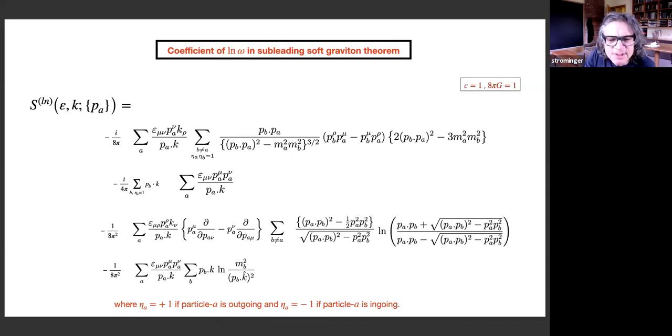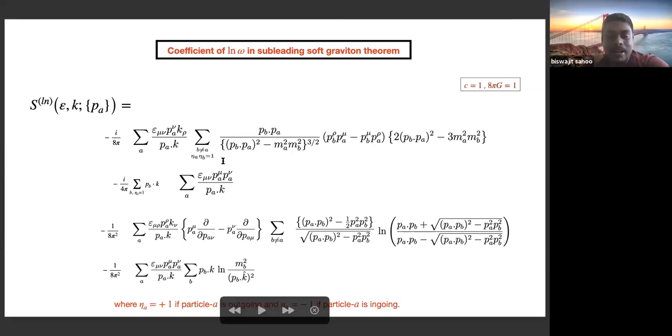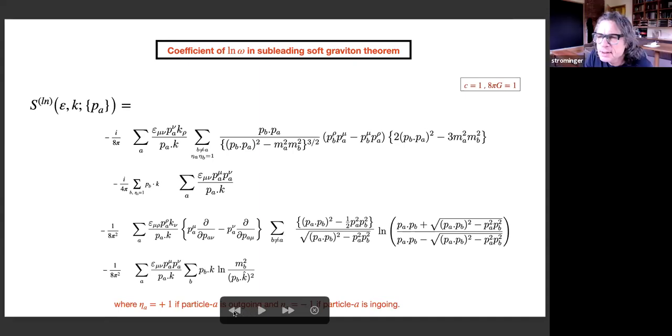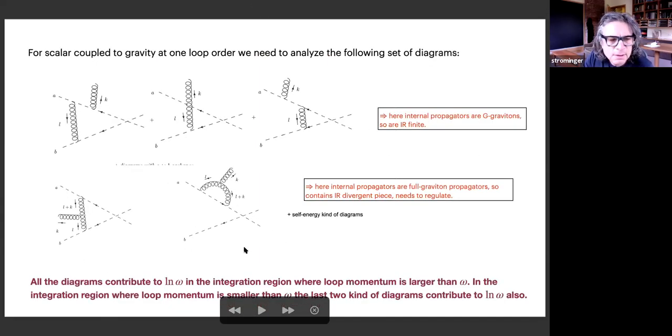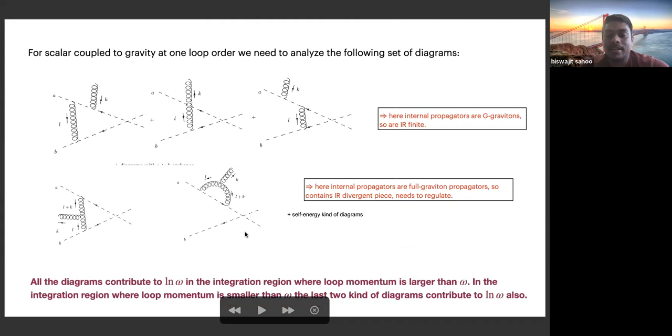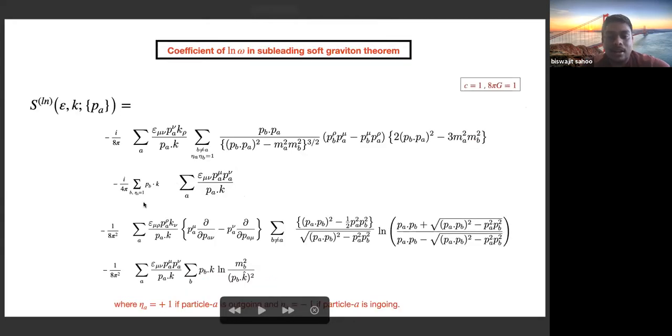The way you described it, it sounded like it had to do with infrared divergences, but I don't see an infrared cutoff in here. Is it log omega? Okay, let me explain what happens. This kind of term, the second line and the fourth line, these are basically coming from these two kinds of diagrams when the loop momentum is smaller than omega and greater than the IR cutoff. So the log appears in the second and fourth line. These are basically not log omega but log of omega r, if you call r the length of the IR cutoff.